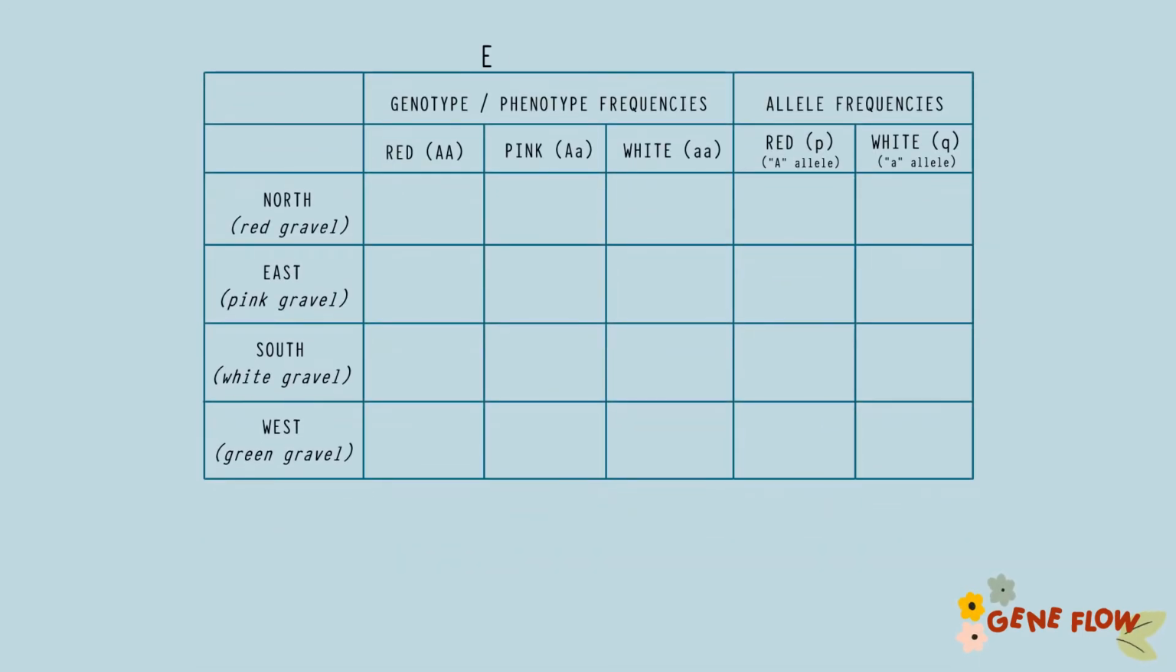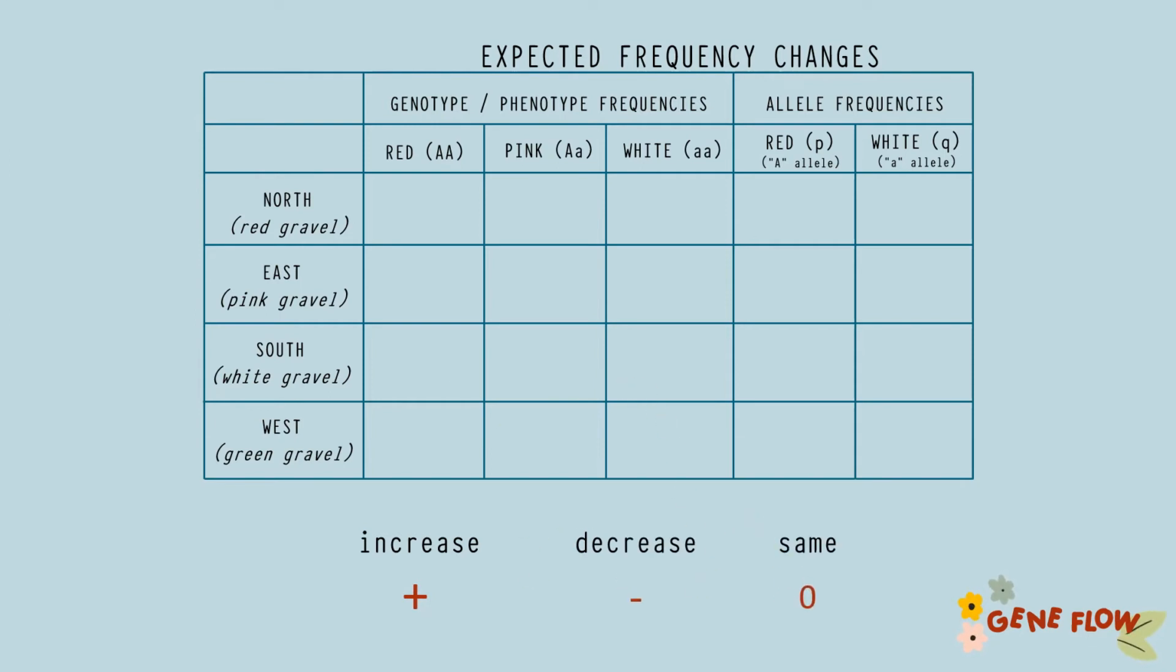The objective of this part of the experiment is to determine the impact of gene flow on the populations. First, let's generate a hypothesis. What do you expect to happen at the study sites? For each of the following genotype and allele frequencies, clearly indicate whether you expect the frequency to increase, decrease, or remain the same after migration has occurred. After writing your hypothesis, let's now proceed to the experiment.